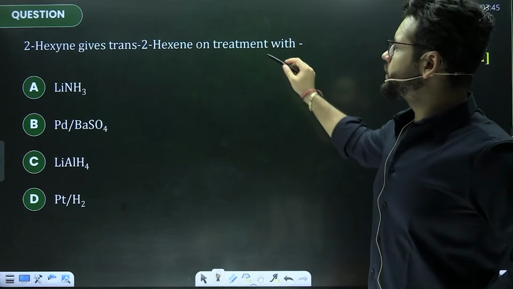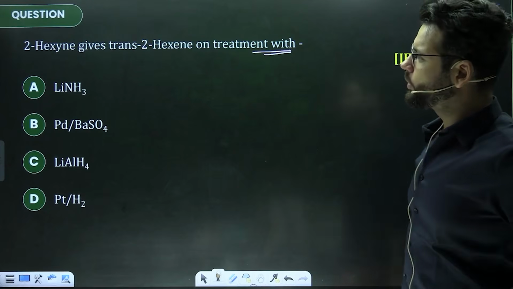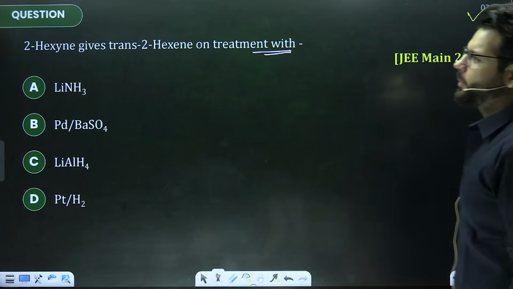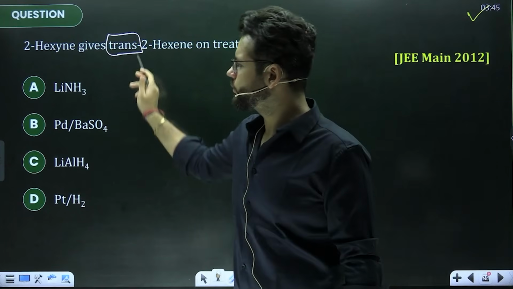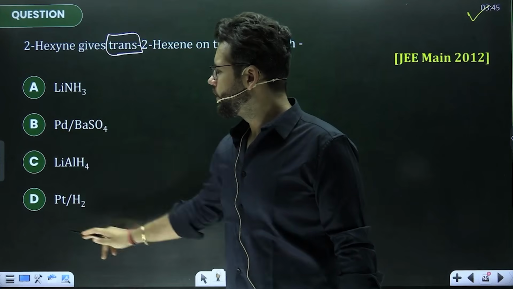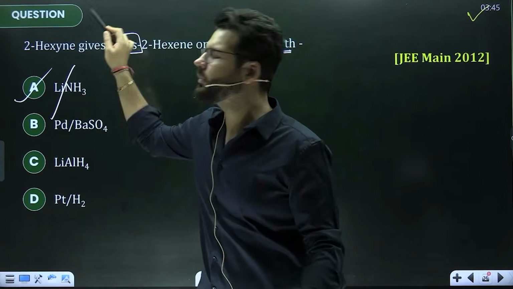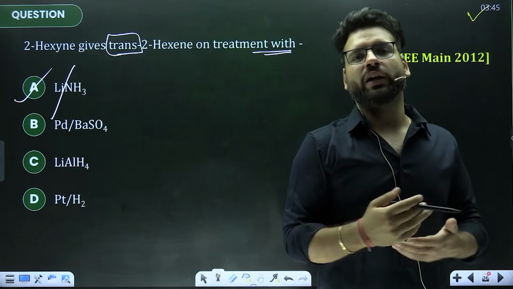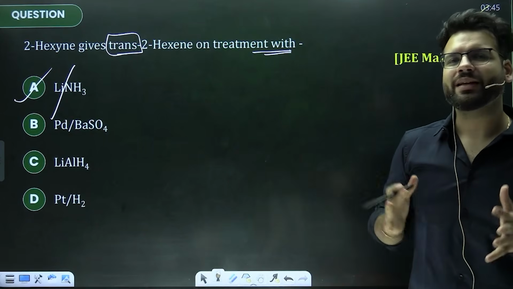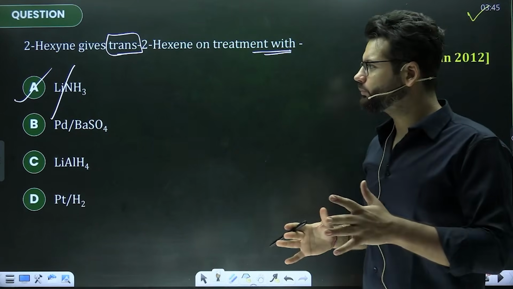This is also just done by, I've just told you, trans hexene we have to prepare from hexyne. Trans means sodium liquid ammonia, where I don't see any option here, which is first option. Lithium liquid ammonia can also be used here. So you need an s-block element with ammonia. Same mechanism will happen. Okay, Birch reduction.